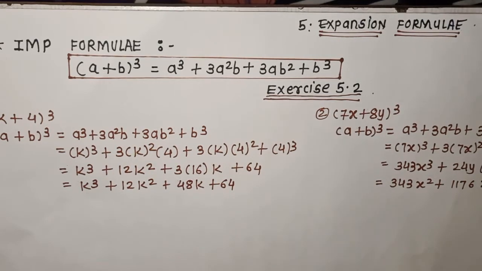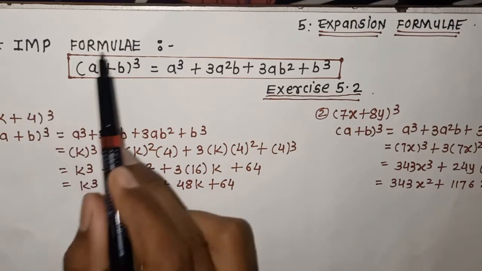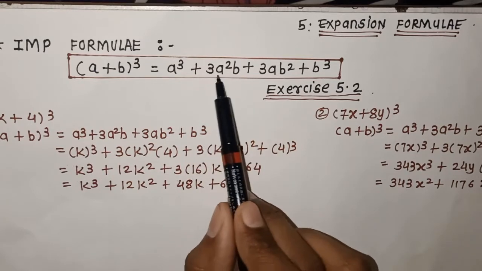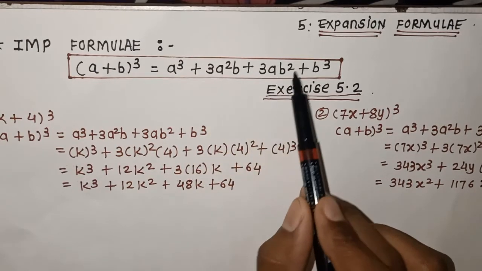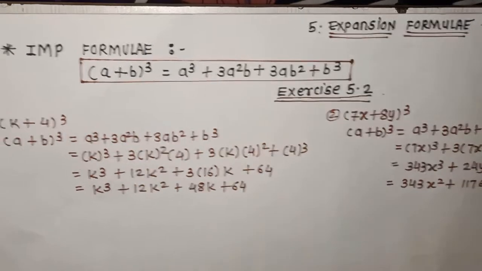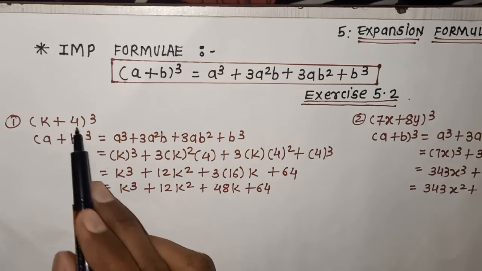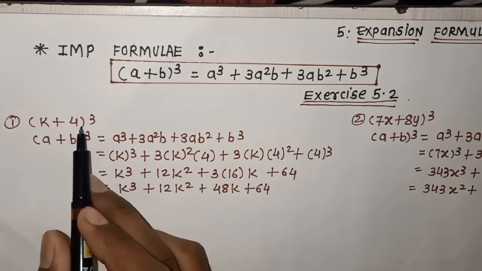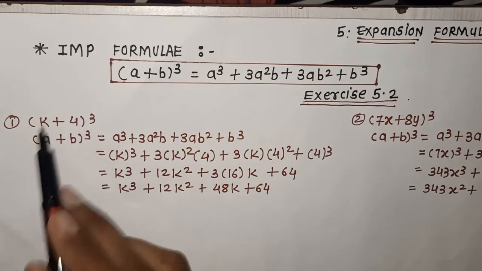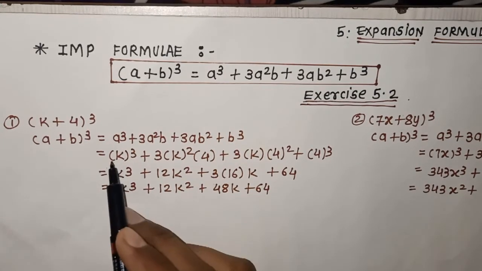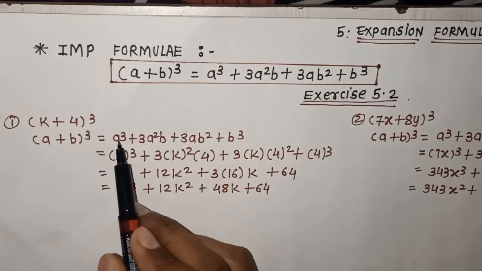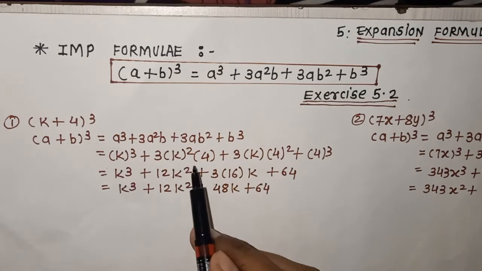Exercise 5.2 depends upon the most important formula, that is (a plus b) cube is equal to a cube plus 3a square b plus 3ab square plus b cube. In exercise 5.2, the first most important sum, that is (k plus 4) cube, is quite similar to (a plus b) cube. Replace a by k and b by 4 and substitute the values of a and b in the formula.